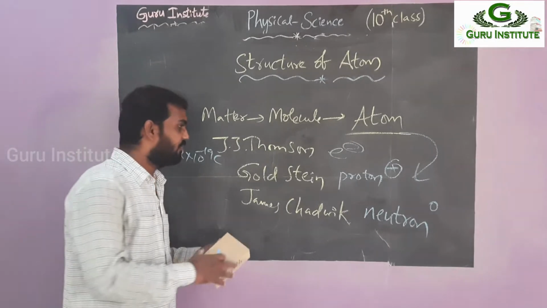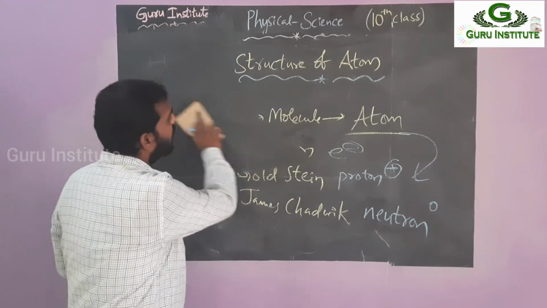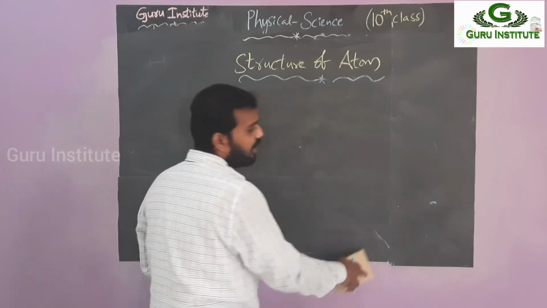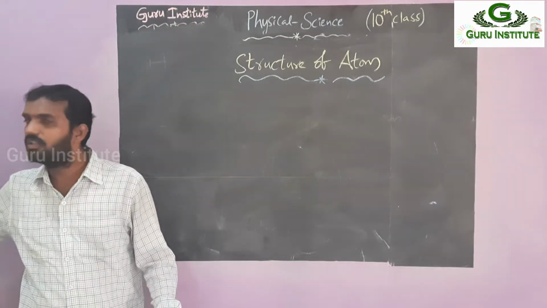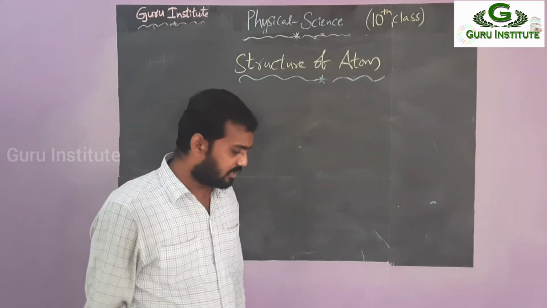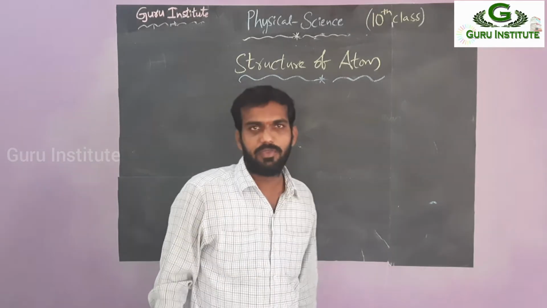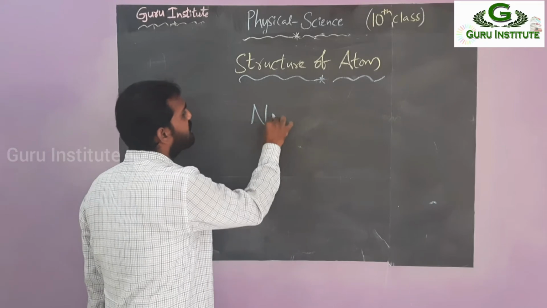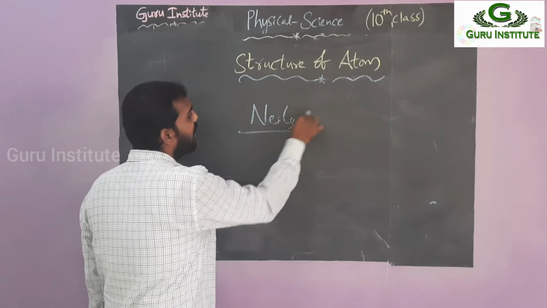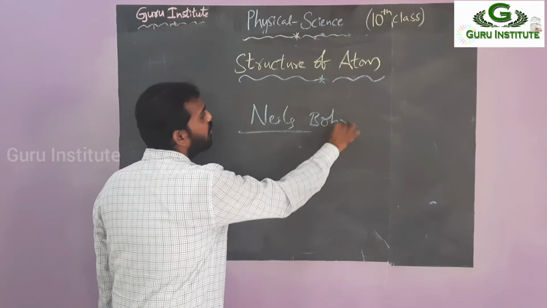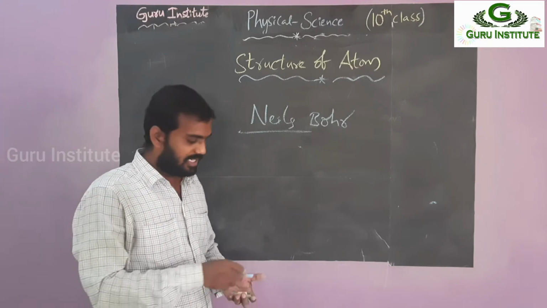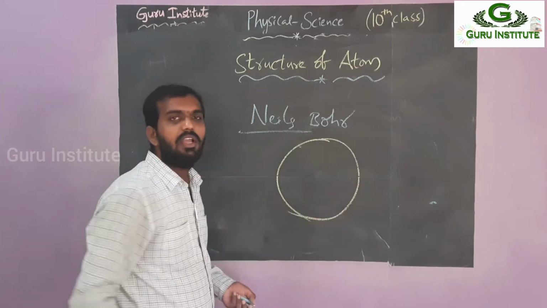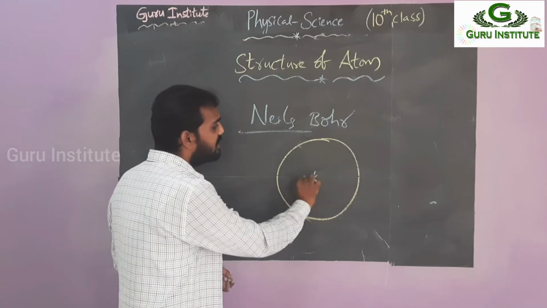So after this, what was given? Bose-Einstein, J.J. Thomson, Chadwick and Gaussian, all these are over. The next model is Bohr's model. The scientist Niels Bohr did experiments, assembled all these things and gave a proper conclusion. The atom is spherical in shape and at the center the nucleus is there.